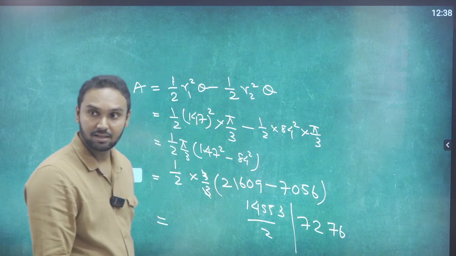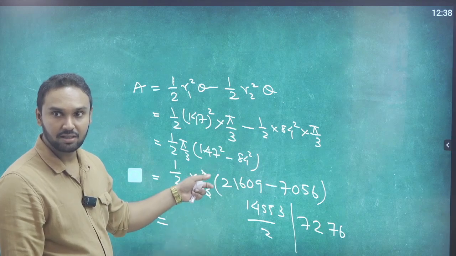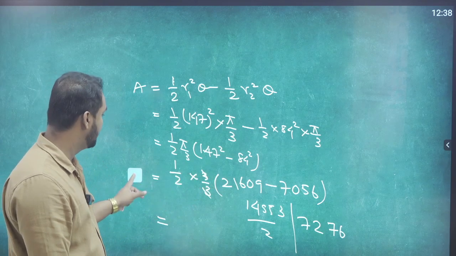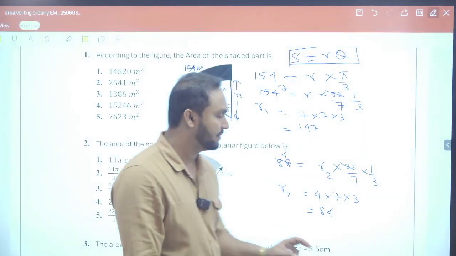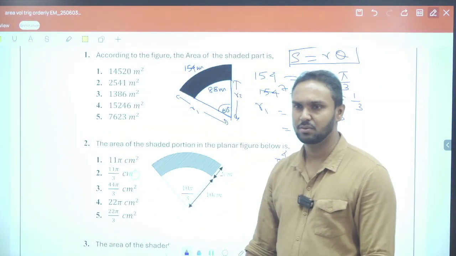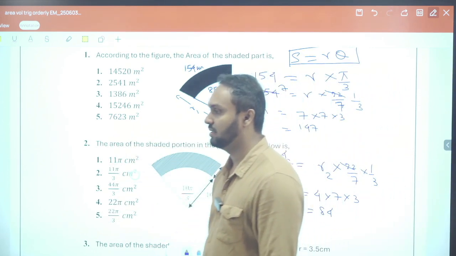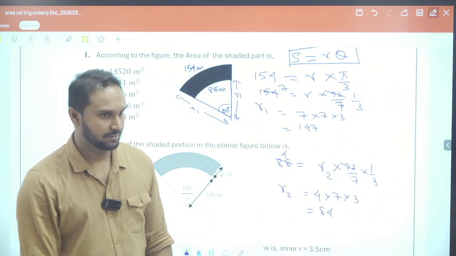That's it. So this is the approximate answer because we took π as 3, right? So there should be an approximate answer there. 7276. 7623, because yeah, approximately. So this should be the answer, right? Fifth one is the answer.